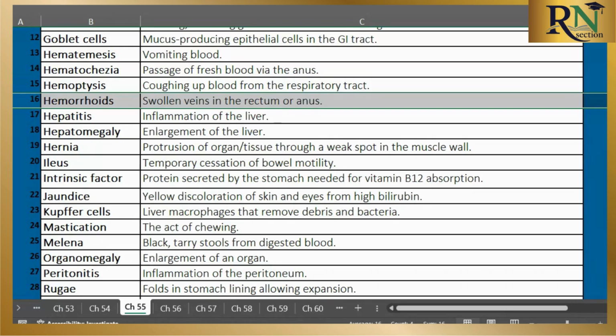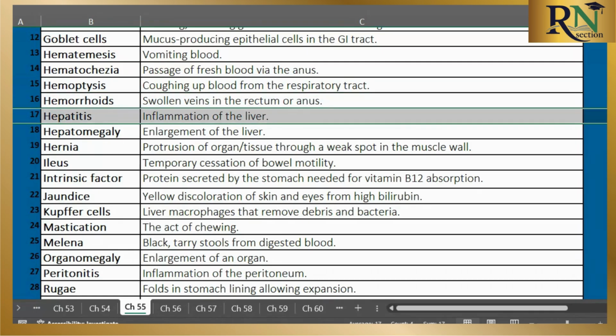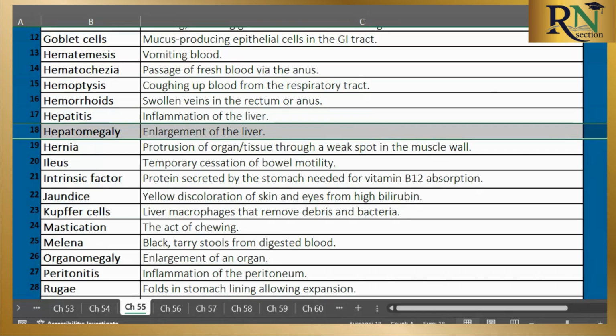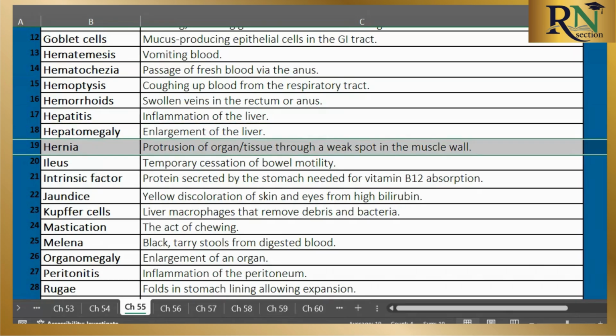Hemorrhoids: swollen veins in the rectum or anus. It's like varicose veins in the rectum. Hepatitis: itis means inflammation, hepa means liver. Hepatomegaly means liver and big, so it's enlargement of the liver.